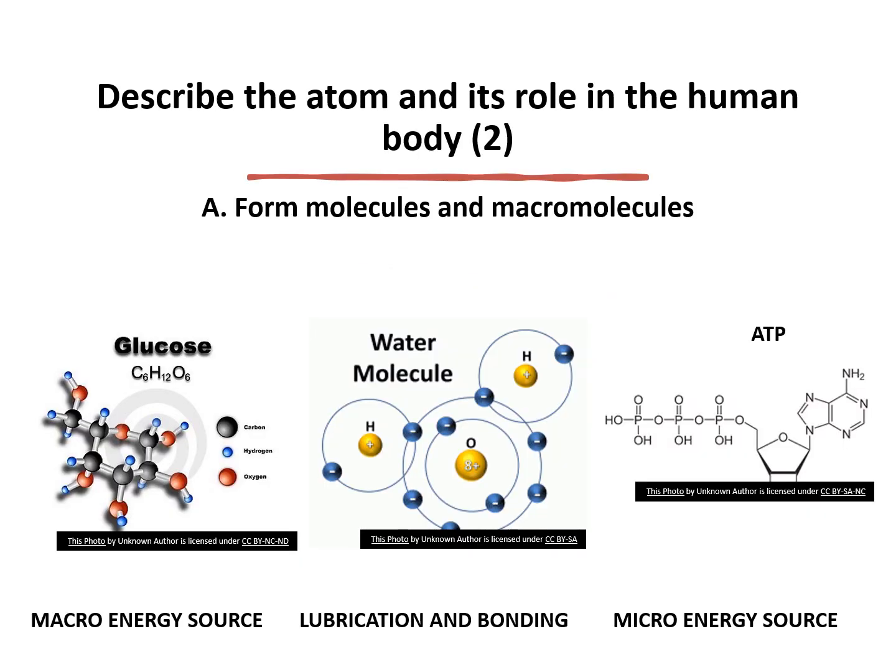So we're going to talk about what is the role of the atom in the body. And the first thing is that it forms molecules and macromolecules. So our first example of a building block of a macromolecule is glucose. Glucose is a monosaccharide. It's a sugar. It has a cyclical structure to it with some things hanging off of it. And we don't need to be worried about those right now. But glucose is a macro energy source for our body.